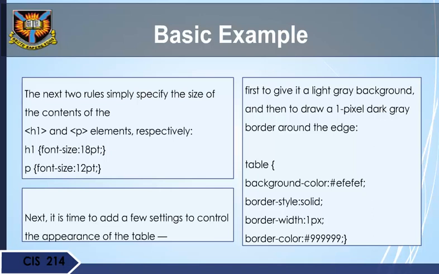Next, it is time to add a few settings to control the appearance of the table. First, to give it a light gray background, and then to draw a 1 pixel dark gray border around the edge. table background-color #EFEFEF, border-style solid, border-width 1px, border-color #999999.